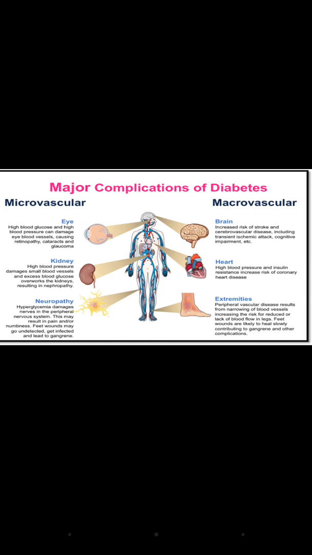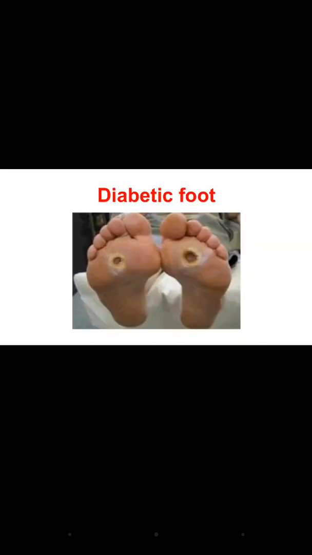Then in peripheral vascular diseases, why does it occur? Because there is a narrowing of the blood vessels, so the blood flow will be decreased, and if there are any wounds, they will take more time to heal. So all these are the major complications of diabetes.